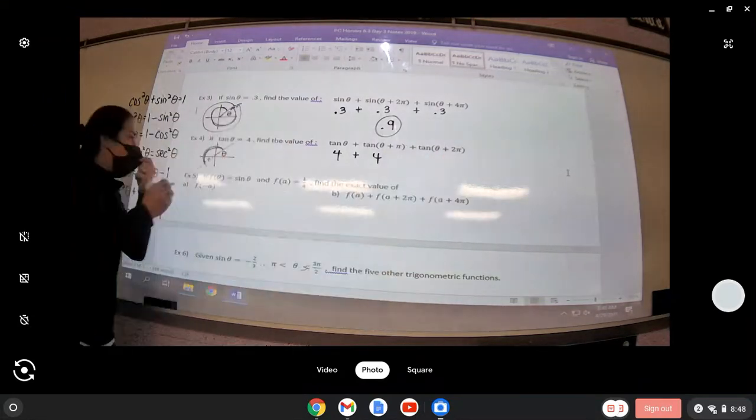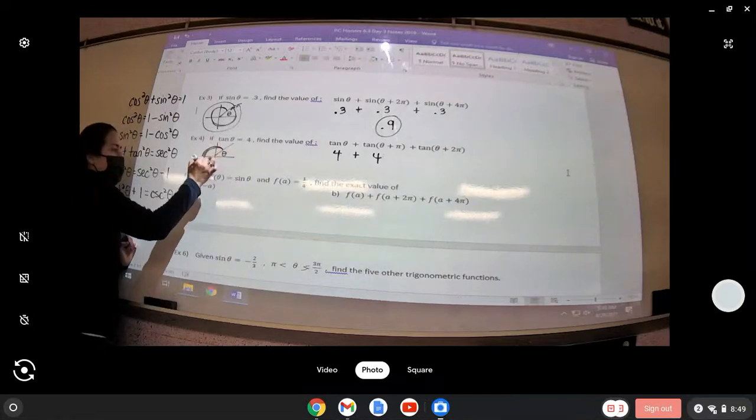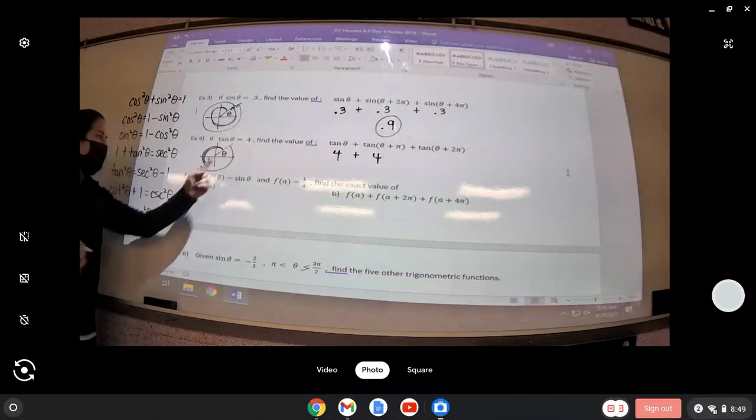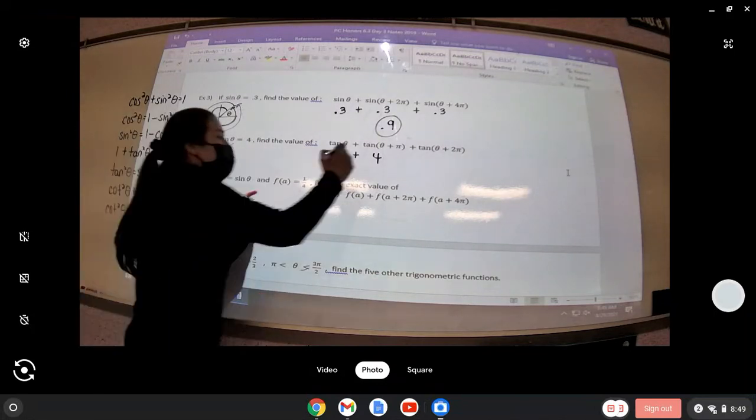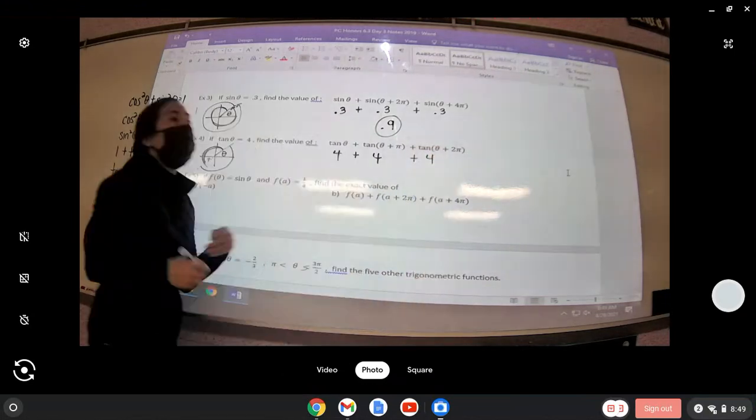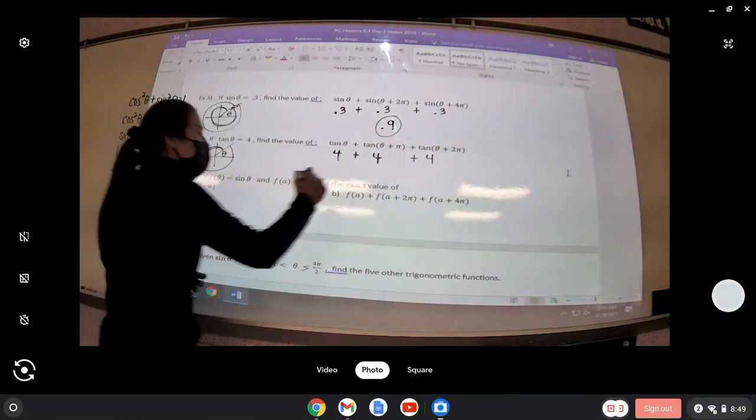Now theta plus 2 pi, well, I've already rotated 1 pi. If I go another pi, that's 2 pi radians. Now I'm back to the exact same angle I started at. That also has a ratio of 4. So that's going to be plus 4. So 4 plus 4 plus 4, we get 12.